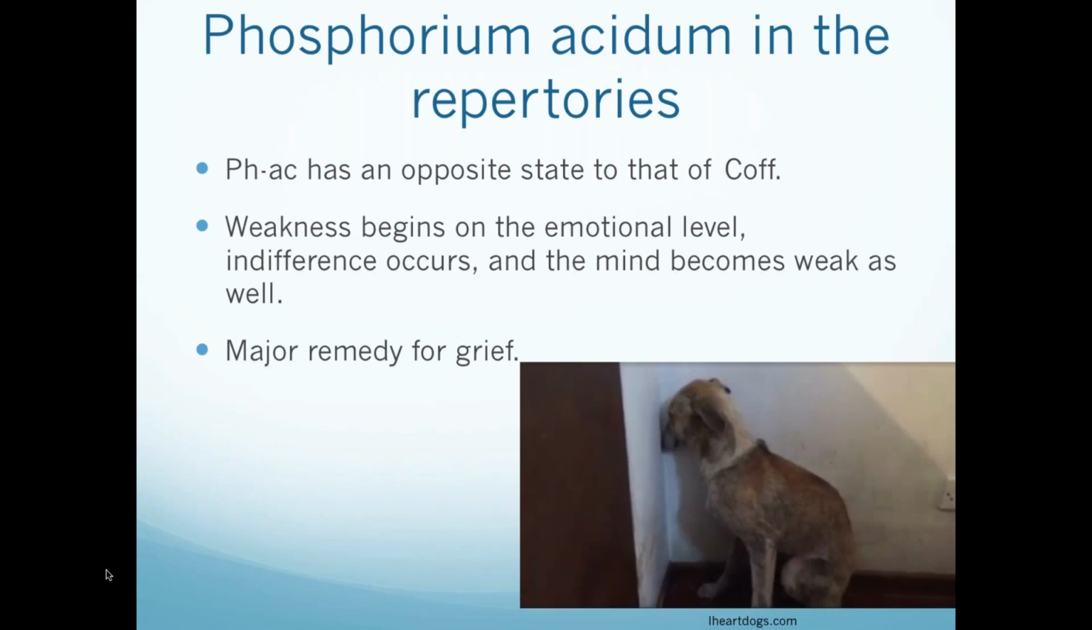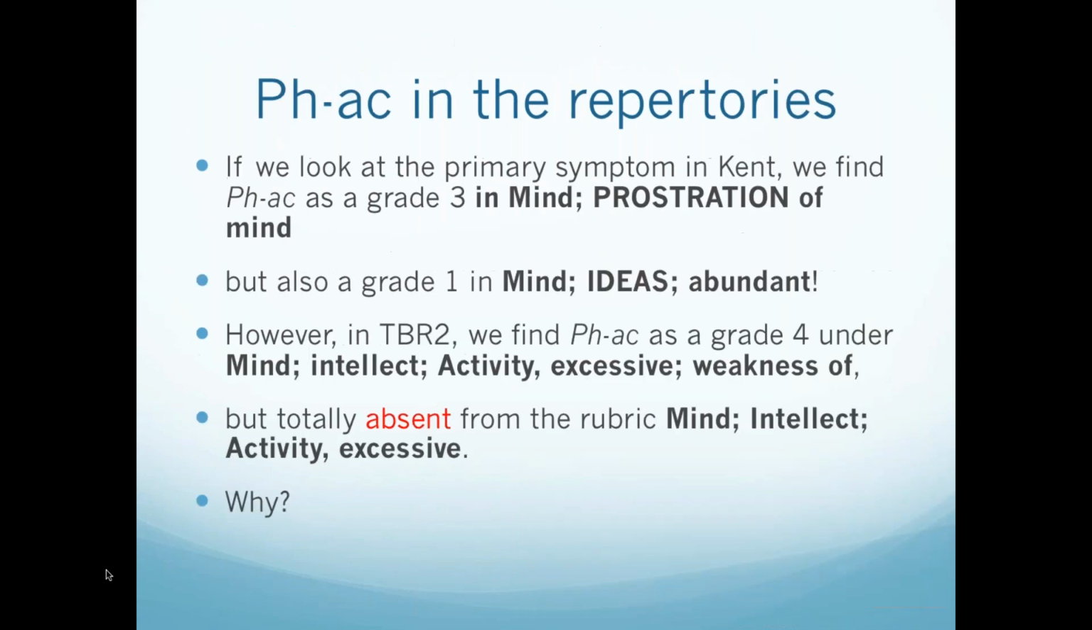Let's look at a different kind of remedy, sort of the opposite. Phosphoric acid, or Phosphoricum acidum, has an opposite state to that of Coffea. Weakness begins on the emotional level, indifference occurs, and the mind becomes weak as well. And it's a major grief remedy. And a lot of people report their animals just go in a corner and stare at the wall.